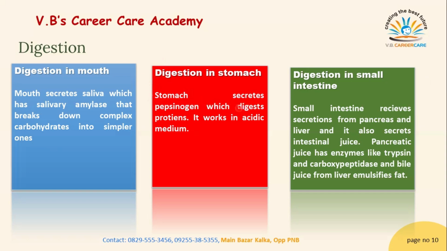Let us read about the second region in which digestion takes place, that is the stomach. So stomach secretes pepsinogen, which digests proteins. It works in an acidic medium. So the last and the most important part is digestion in the small intestine. Small intestine is designed to digest all the nutrients.